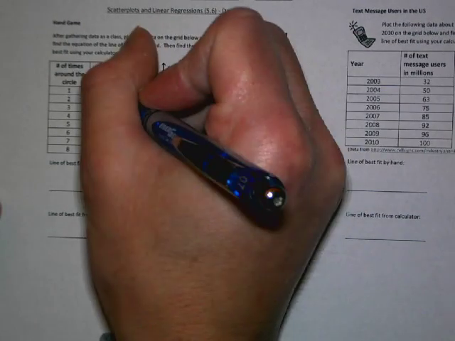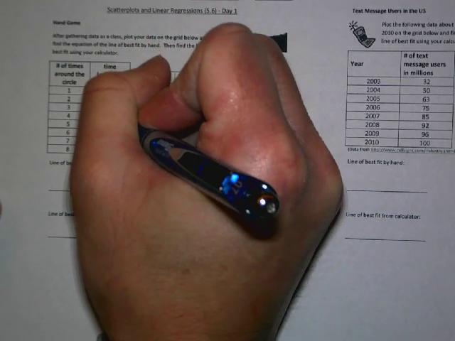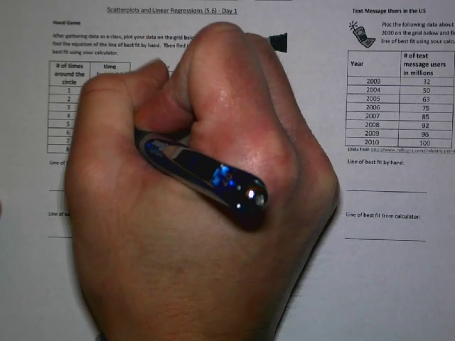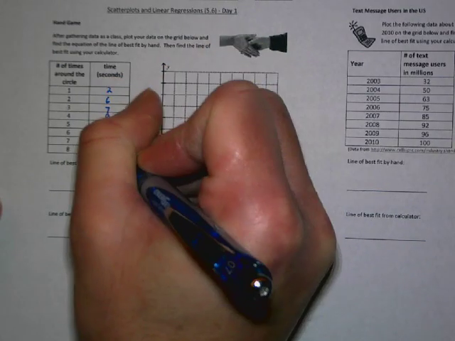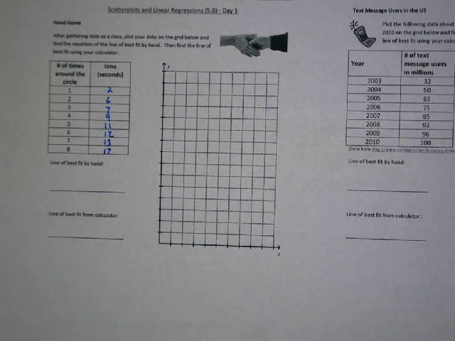So let's just make up 2, 6, 7, 9, 11, 12, 13, 17. So fill in those numbers.